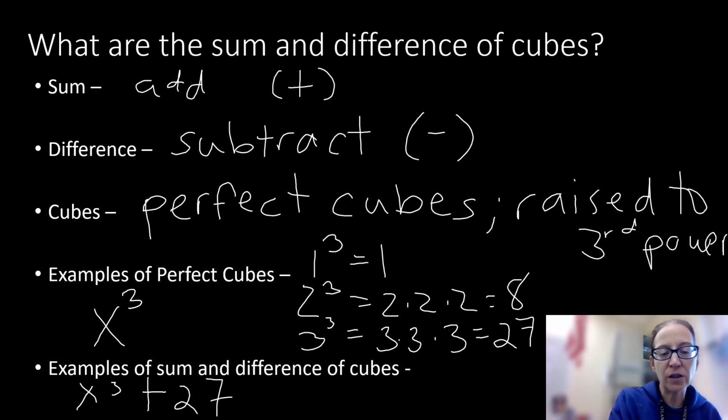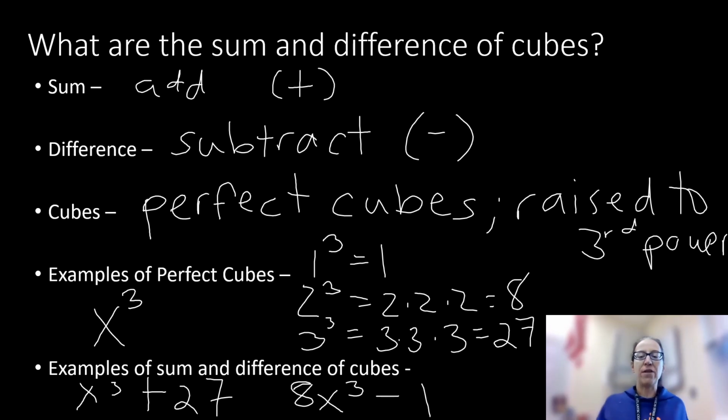Or you could have the difference of cubes, and we'll have like 8x to the third power minus 1, okay? And everything in that expression is a perfect cube. 8 is a perfect cube, x to the third is a perfect cube, and 1 is a perfect cube. Okay, so that's what we're talking about. So we're talking about expressions that look like this, and we are going to work on factoring them.